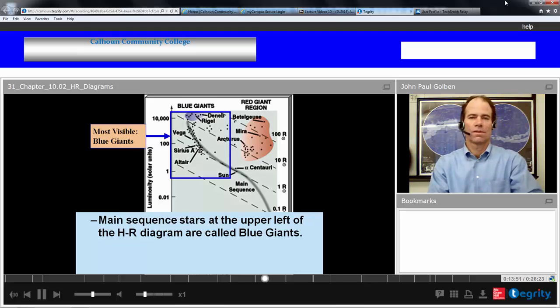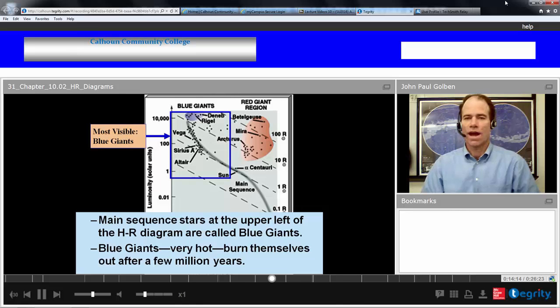So the sky that we actually see might not be quite depicting the true sky that's out there nearest to us. The sky that we see are just the bright stars that happen to send their light to us. And those are mainly the blue giants.